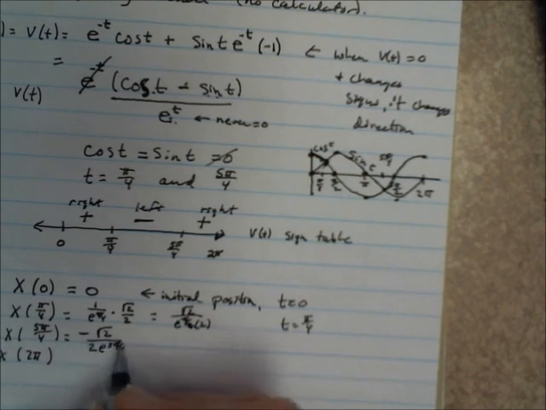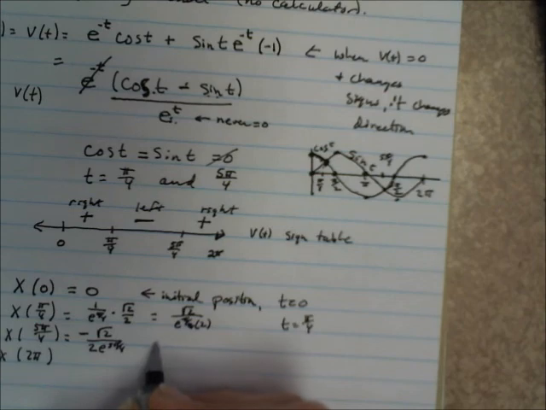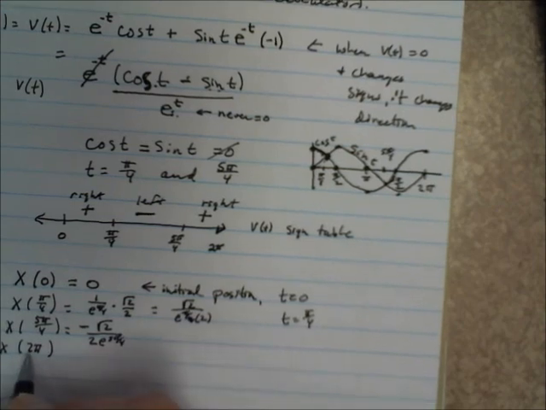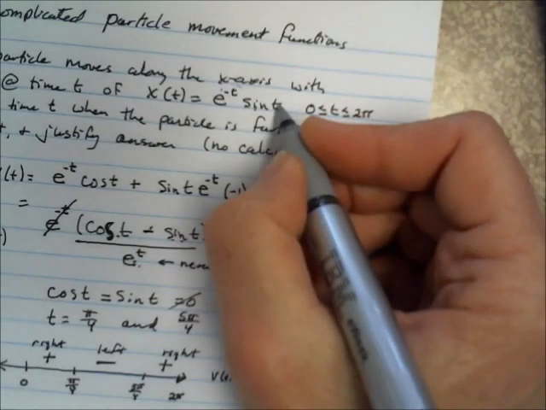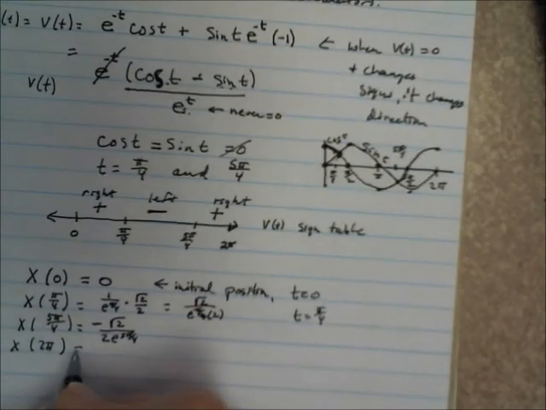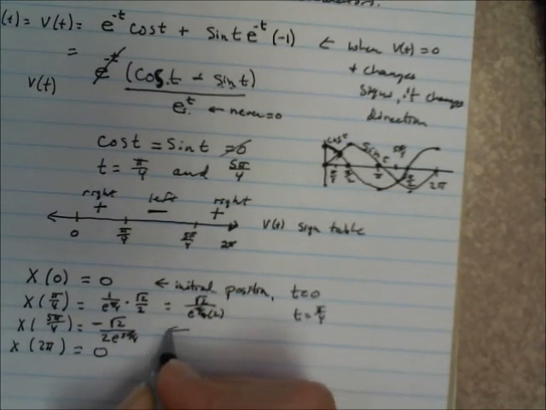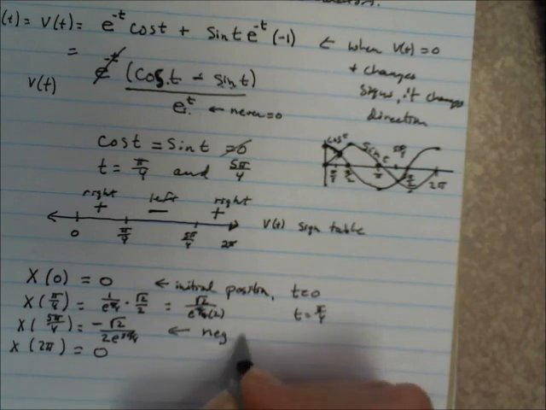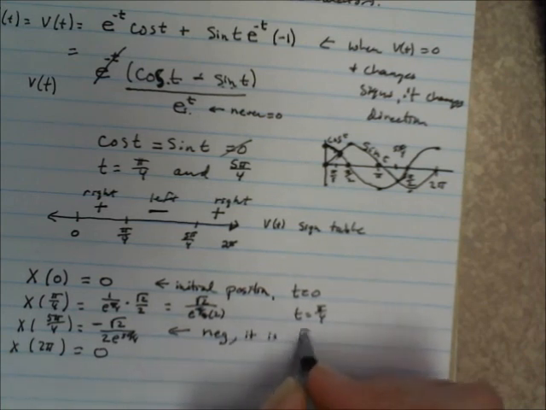Because this is negative, this looks like it's the leftmost position, because when you get to 2 pi, the sine of 2 pi is going to be 0, so it actually ends up at 0. So because this is a negative value, it is the furthest to the left.